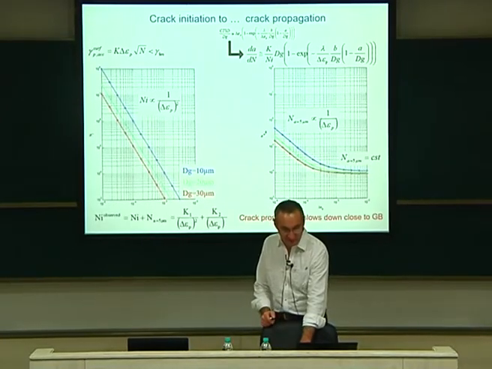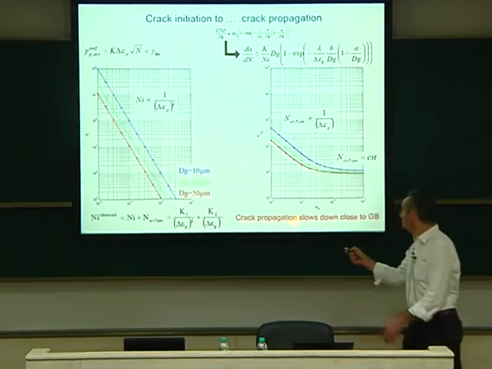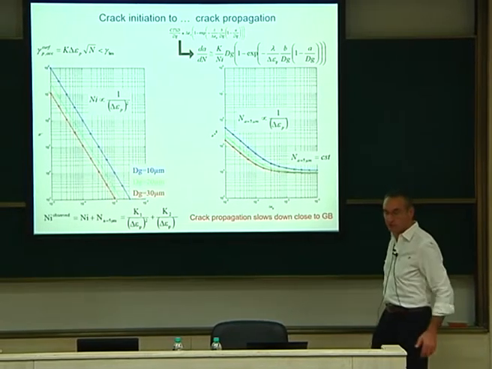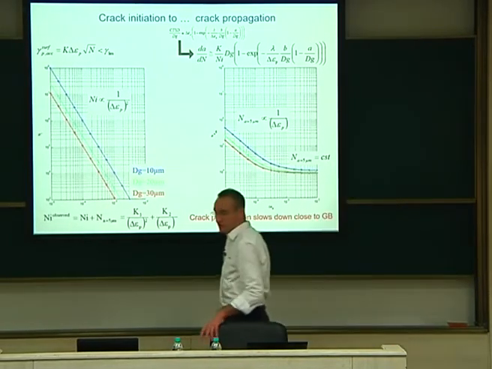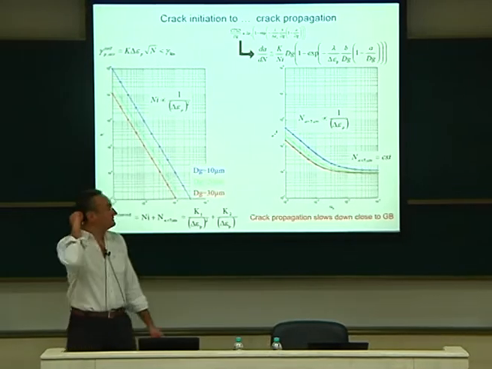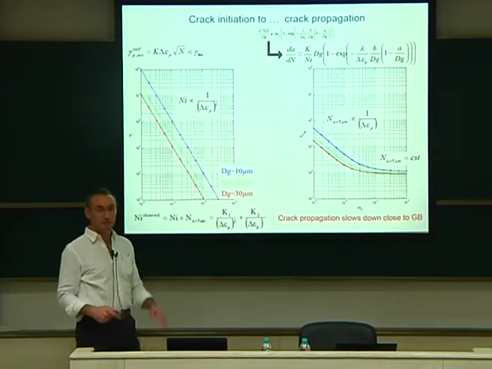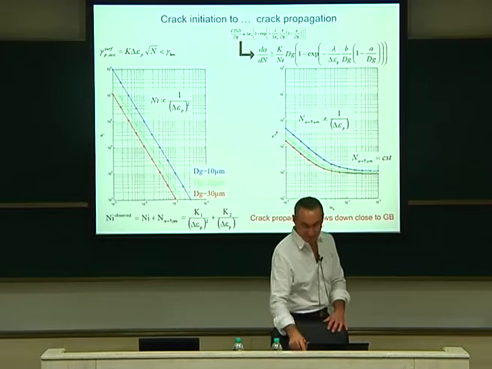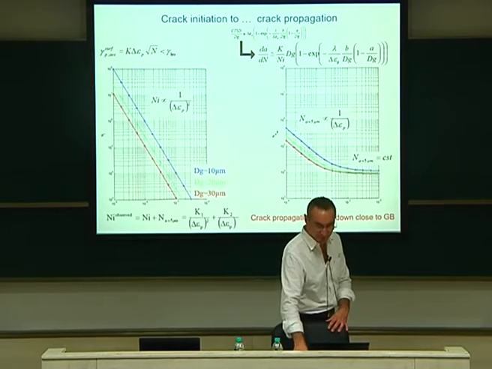Okay? So here the conclusion is the crack propagation slows down close to the grain boundary. This was well known, but here we have the demonstration using discrete dislocation dynamics. Okay, do you get the idea here? So this is what we did. We put the crack, and we compute the crack tip slip displacement to check how fast it could go.